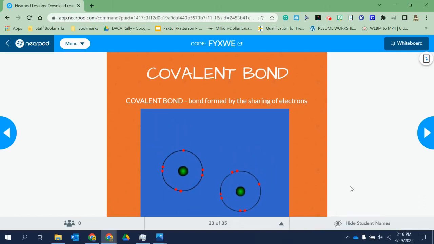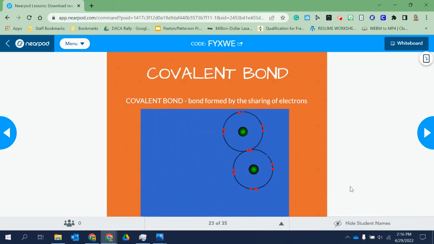All right, so now let's talk about covalent bonding. Remember, covalent bonds are formed by the sharing of electrons, right? That's why I'm saying covalent, cooperate, they share. In ionic bonding, one of them gave away an electron, the other one accepted an electron. In this one, they are sharing electrons. They're not giving or accepting, they're sharing.